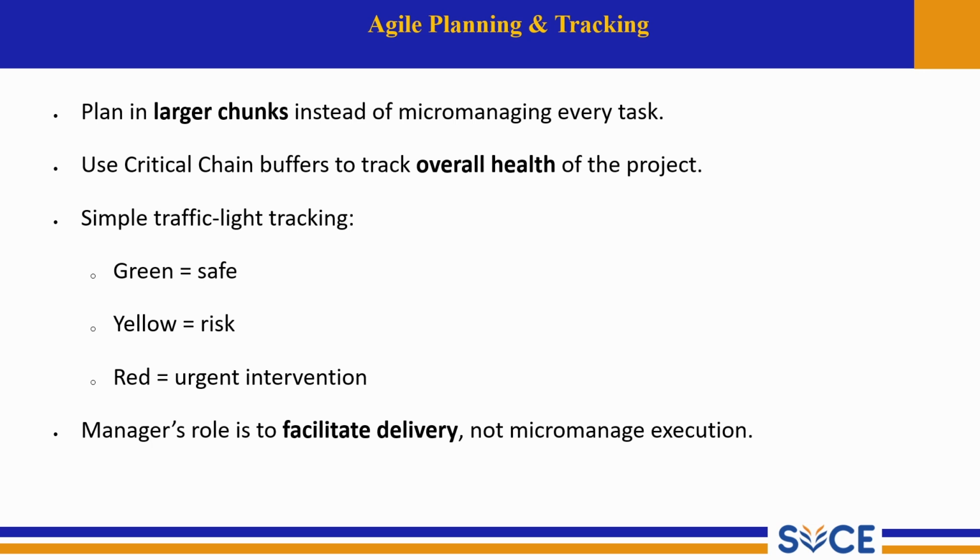Plan in large chunks instead of micromanaging every task. Use critical chain buffers to track the overall health of the project. Simple traffic light tracking. Green means it is safe. Yellow means it is a risk. Red means urgent intervention. The manager's role is to facilitate delivery, not micromanage the execution.